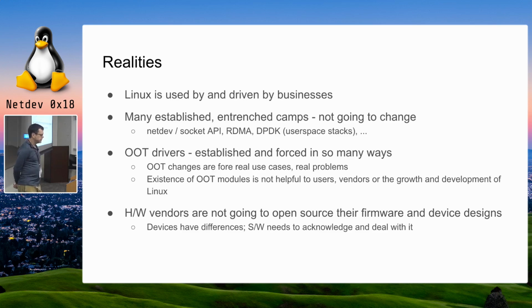The other one is out of tree drivers. There's a long history there. In so many ways, out of tree drivers are an established force that has to exist, right? The changes are for real use cases. Out of tree drivers are really trying to solve real use cases, real problems, right? And it's a proposal for an idea of how to do something. Maybe it's not quite ready for integration into mainline, or maybe trying to integrate in the mainline is failing, but yet some customer really wants that feature. And the last one is that hardware is different.